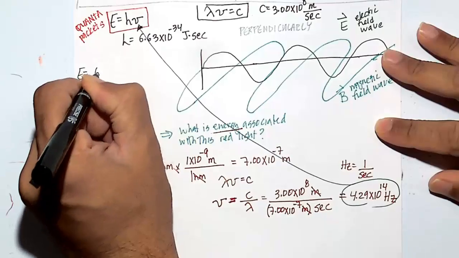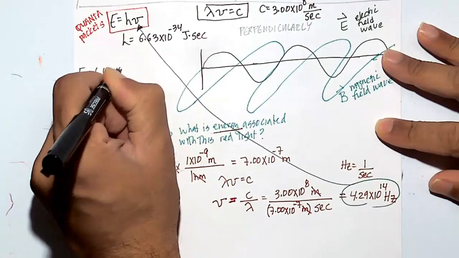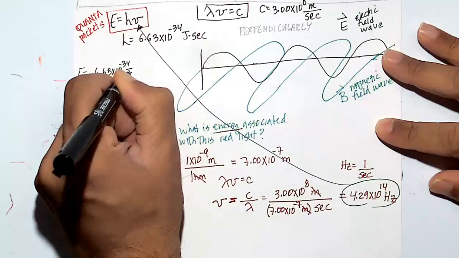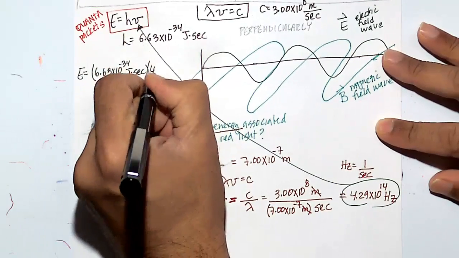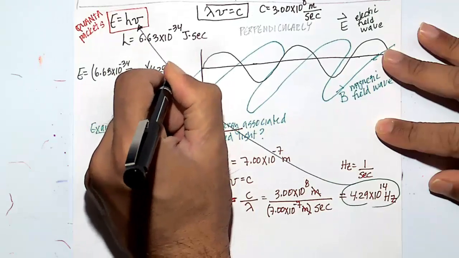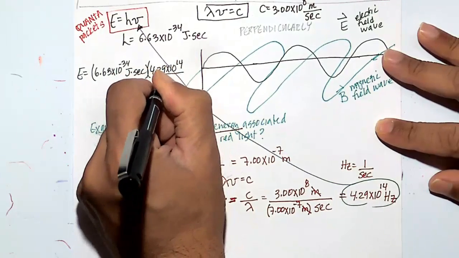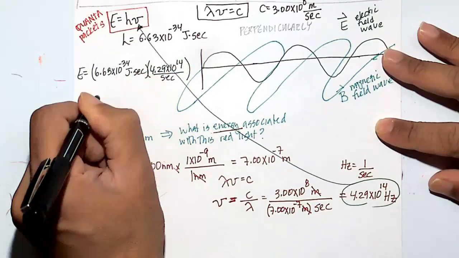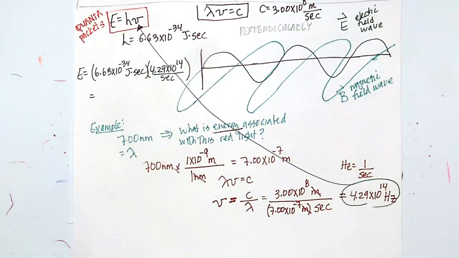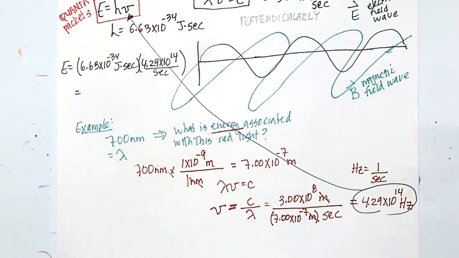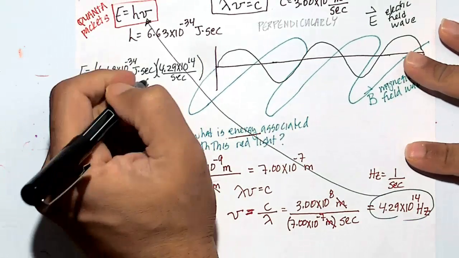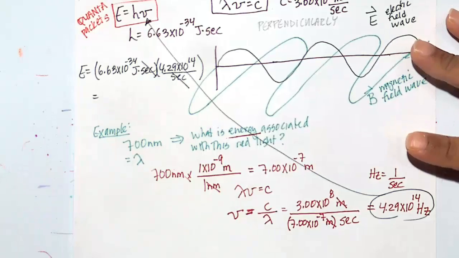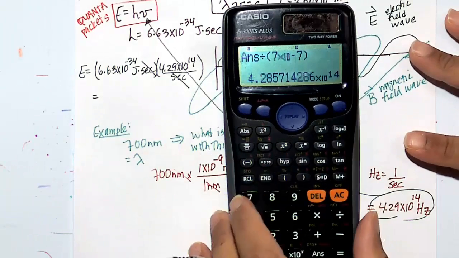So energy is equal to 6.63 times 10 to the minus 34 joule seconds, times v, which is 4.29 times 10 to the 14 hertz, which is the same thing as 1 over second. Hertz is the same thing as 1 over second. And then the seconds cancel. So let's do this on our calculator.